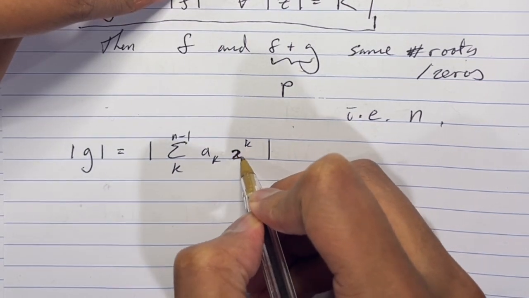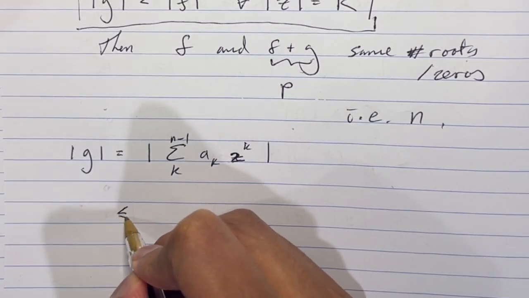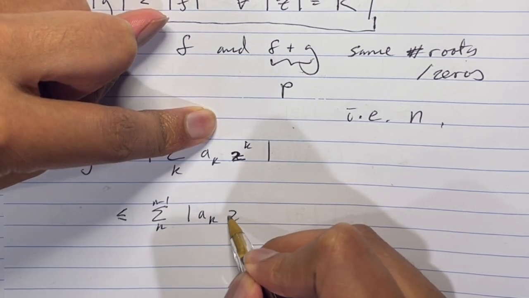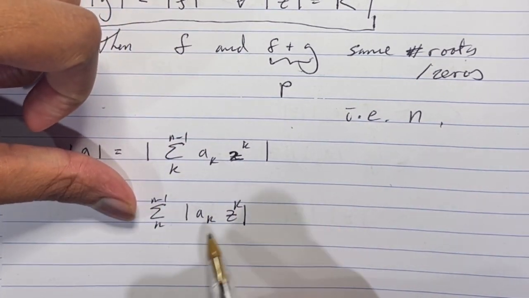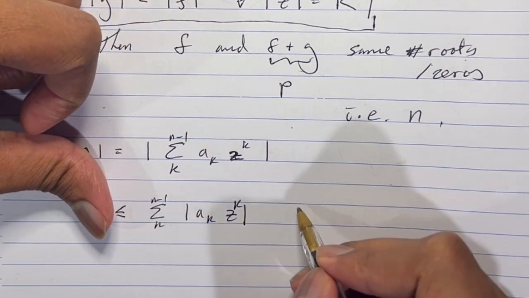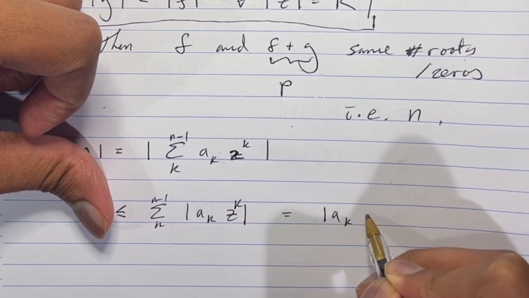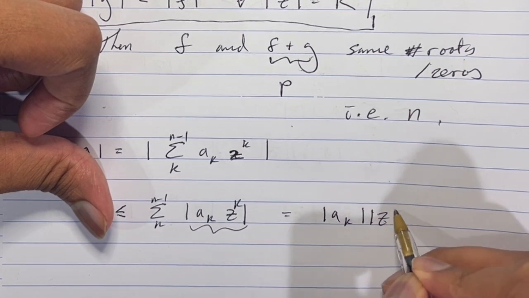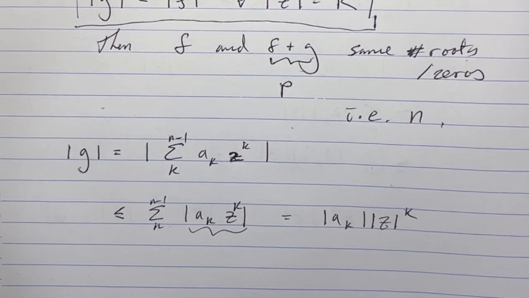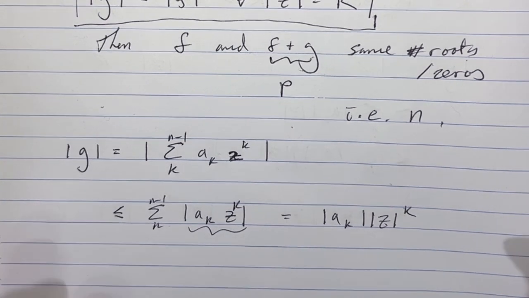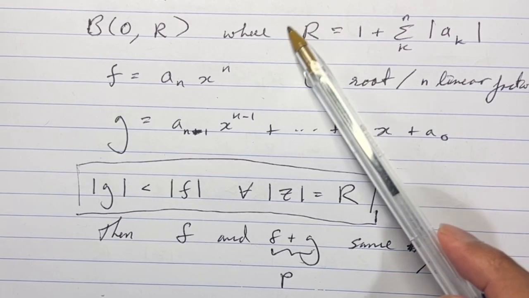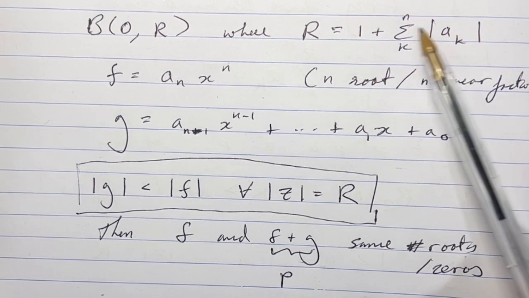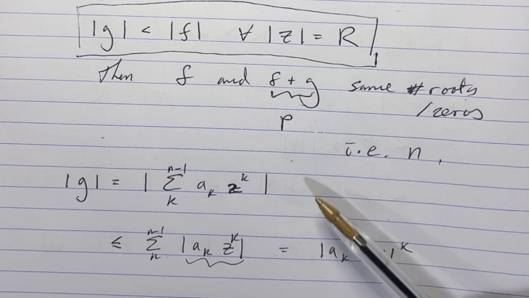Sorry about that. And this is less than or equal to the sum from k equals 0 to n minus 1 of the absolute value of a_k z to the k. And we can split this up as well. So this part would just be the absolute value of a_k, times the absolute value of z to the k. Here's the part where we need to think a bit harder. So there's r, and we know it's 1 plus something positive. The absolute value of z is equal to r.